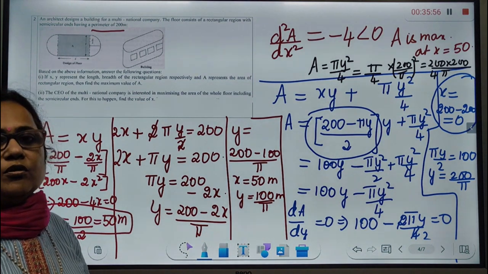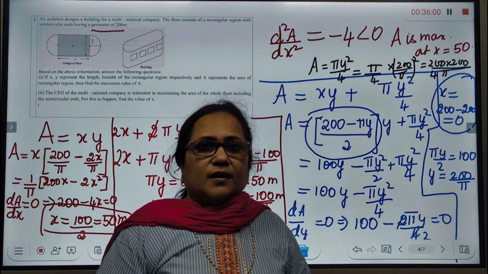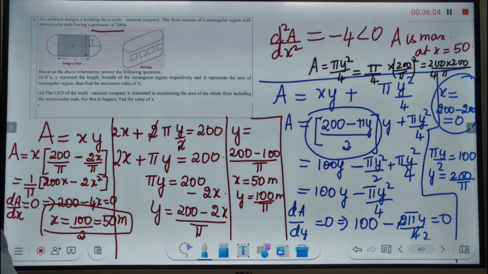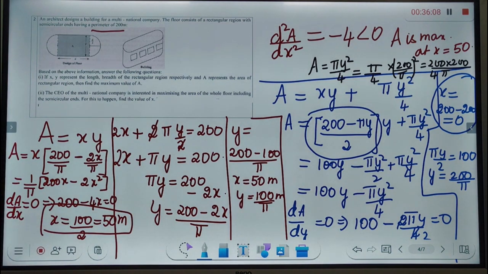Are you all able to follow? Have you understood the two case studies? So, please work out by yourself and check whether this is the answer that you are getting. So, we could try two case studies today.